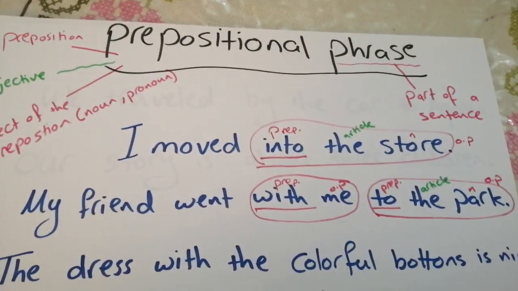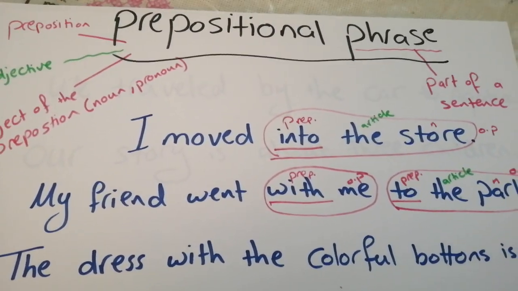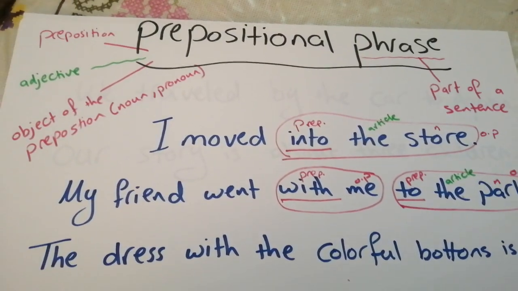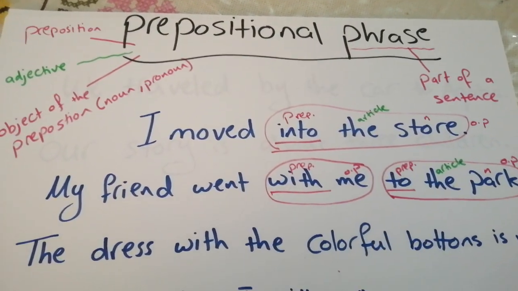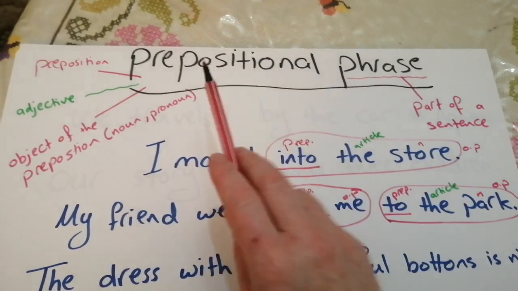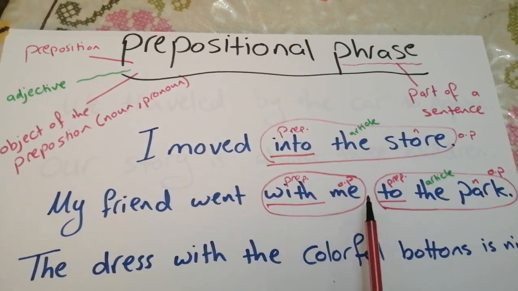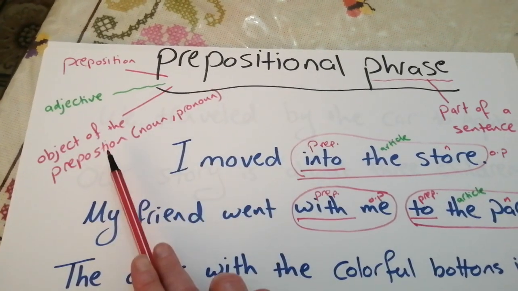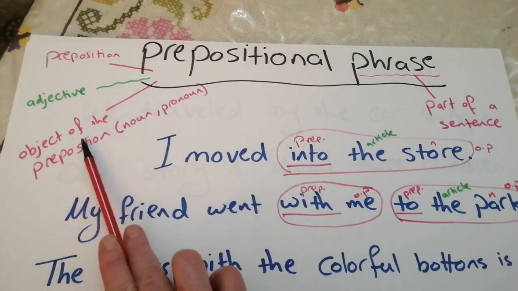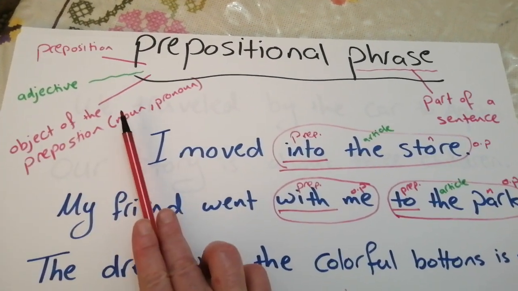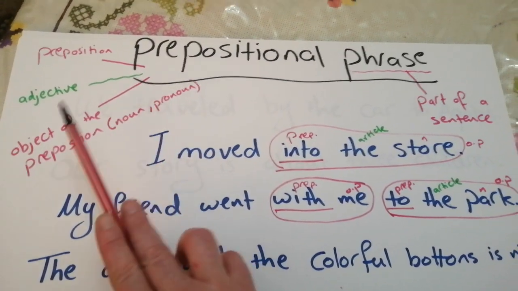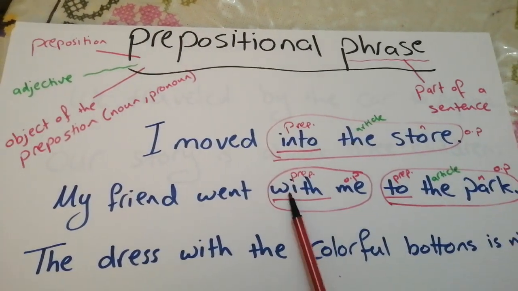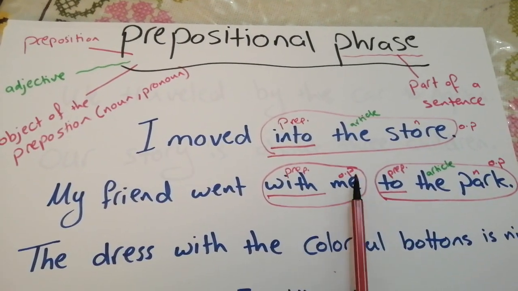So I can have more than one prepositional phrase in the same sentence. Again, the prepositional phrase is part of the sentence and it starts with the preposition and it ends with the object of the preposition, and the object of the preposition should be either a noun or a pronoun. Between them, I may have adjectives, I may have nothing, or only both of them, the two main parts of the prepositional phrase.